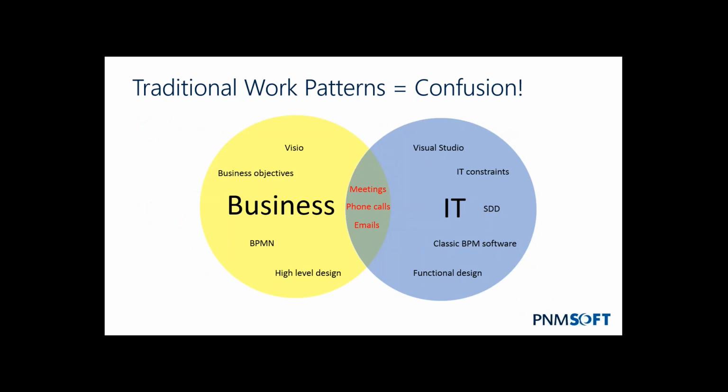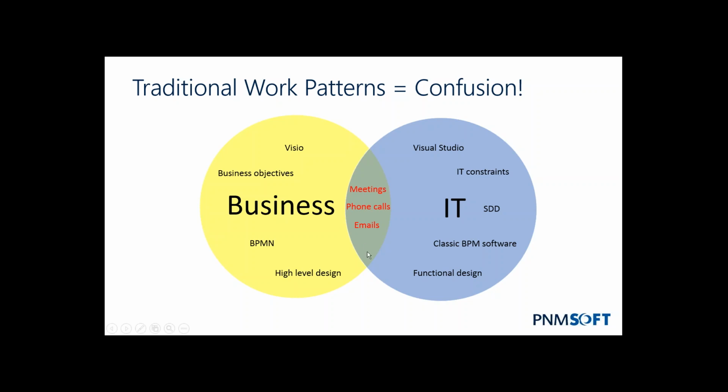Part of what causes that problem is, as you can see in this Venn diagram, that the two worlds are mostly not overlapping. The business people can be more focused on things like modeling in Visio, business objectives, BPMN, high-level design, whereas the IT people can be more focused on development in Visual Studio, for example, classic BPM software, functional design, IT constraints, and so on. And the point of meeting between the two is often very slim. It can be maybe just in infrequent meetings, phone calls, or emails.